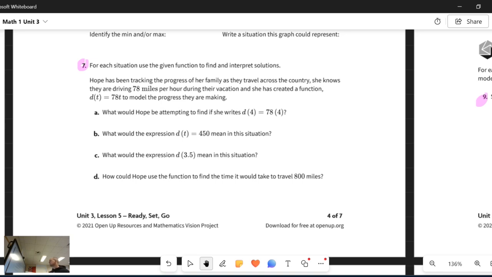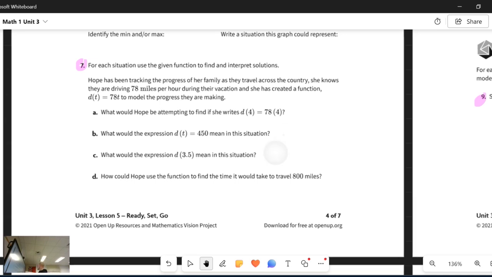Part C, what would the expression d of 3.5 mean in this situation? That is, how many miles has she and her family gone in 3.5 hours? Just go through, plug in 3.5 for t, do 3.5 times 78, and you're going to get the distance that they've gone. And then part D, how could Hope use the function to find the time it would take to travel 800 miles? That means that d of t is equal to 800. So she's going to set up that equation as 800 is equal to 78t. Just divide both sides by 78, and you're going to get the amount of hours it's taken to drive 800 miles.